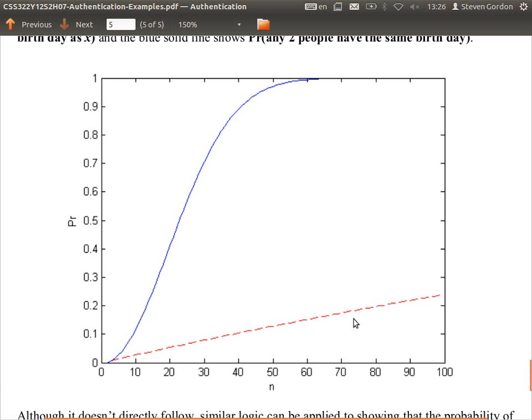Whereas strong collision resistance is where the attacker can choose any two messages and find a collision. We can have any two people's birthdays, find a collision. The probability of that is much higher. The chance of an attacker finding a collision with weak collision resistance, if they're given some message, is much lower than the chance that they'll find a collision if they can choose any two messages.